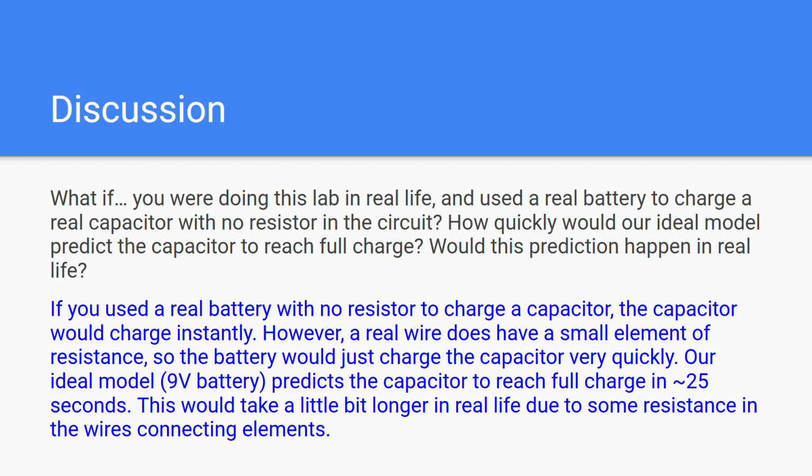However, a real wire does have a small element of resistance, so the battery would just charge the capacitor very quickly, not instantaneously. Our ideal model with a 9-volt battery predicts the capacitor to reach full charge in 25 seconds when a light bulb is attached. This would take a little bit longer due to some resistance in the wires connecting the elements if we were doing this setup in a real lab with a real light bulb and a real capacitor and wires.